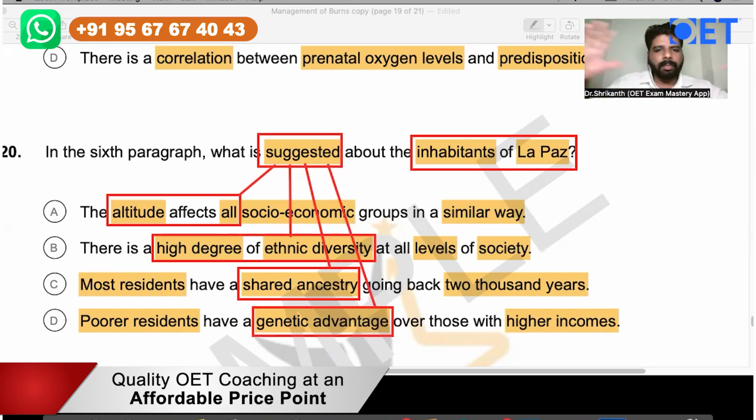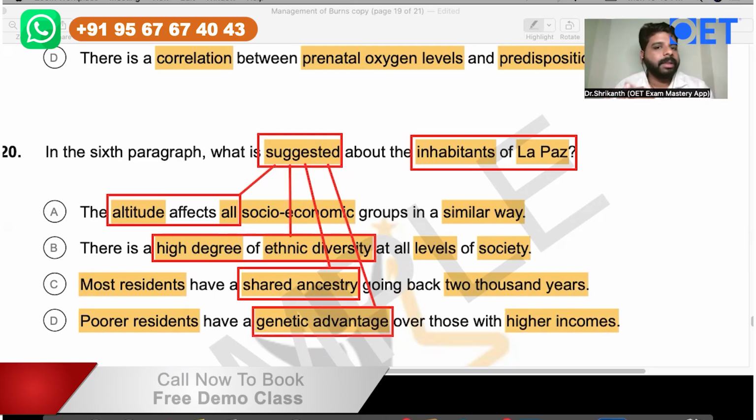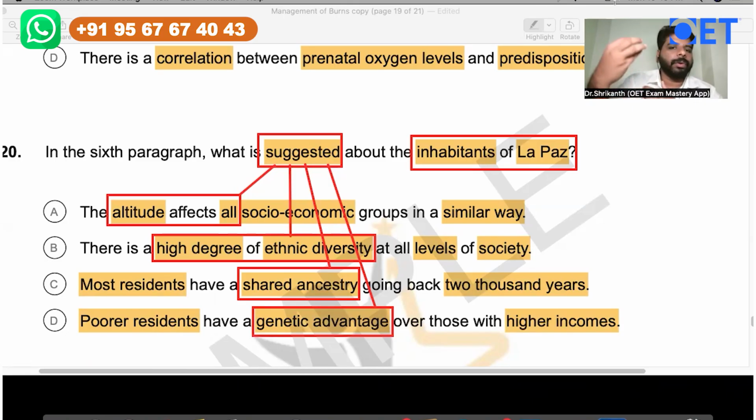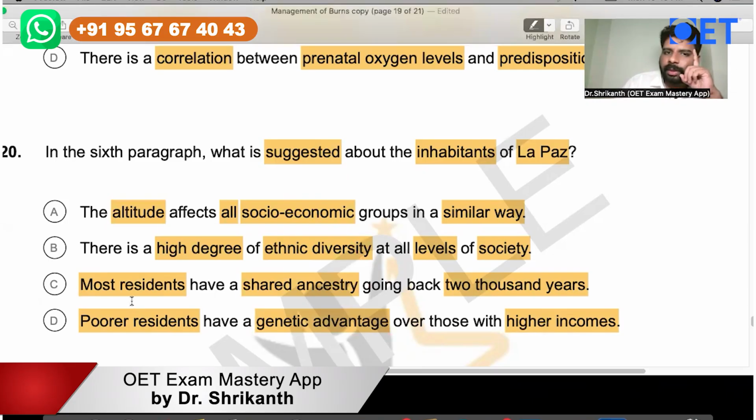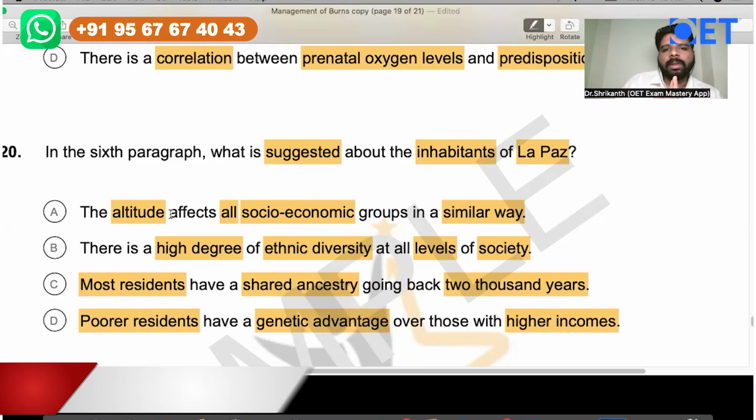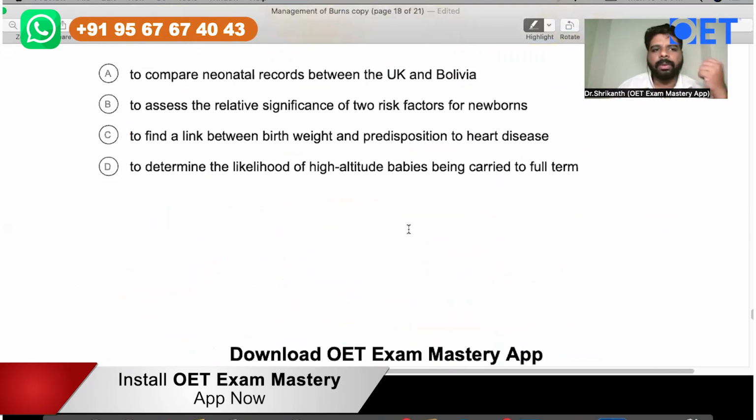Now you see, big sentences are now made much smaller: altitude affects everyone equally, high degree of ethnic diversity, shared ancestry, genetic advantage. Now, don't you think it is a little bit easier? This is why identifying the focal point of the answer options along with the question stem makes it easier for you to pinpoint the correct answer. Now let's take a look at the sixth paragraph. Remember the question: what is the author suggesting about the inhabitants of La Paz? Okay, let's go to the sixth paragraph.